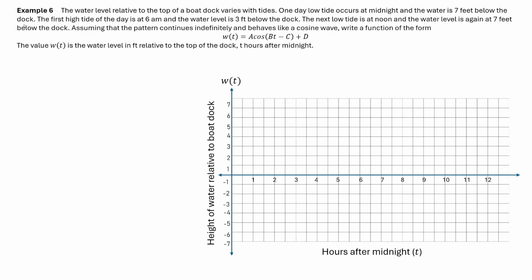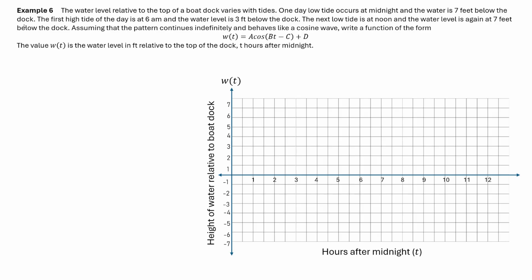Okay, this is example 6. The water level relative to the top of a boat dock varies with the tides. One day, low tide occurs at midnight and the water is 7 feet below the dock. The first high tide of the day is at 6 a.m. and the water level is 3 feet below the dock. The next low tide is at noon and the water level is again at 7 feet below the dock.